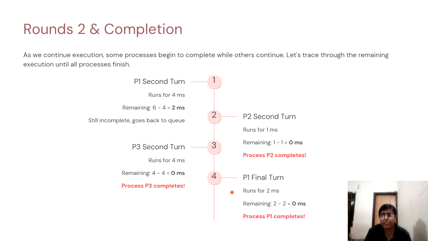So process P3 is completed, process P2 is completed. Now process P1 is incomplete by 2 milliseconds, so it will run for 2 milliseconds and then the process P1 will be completed.